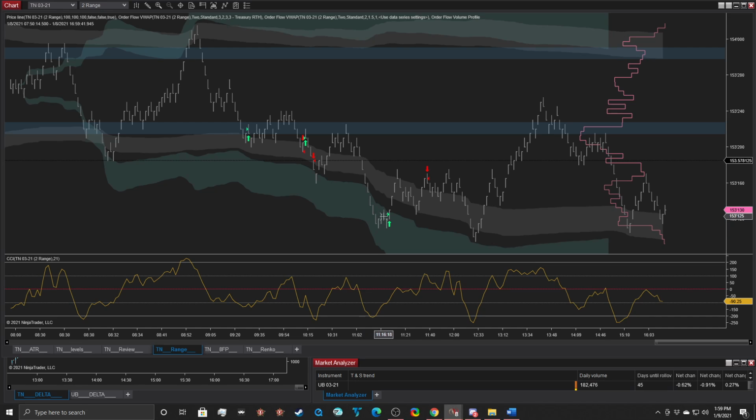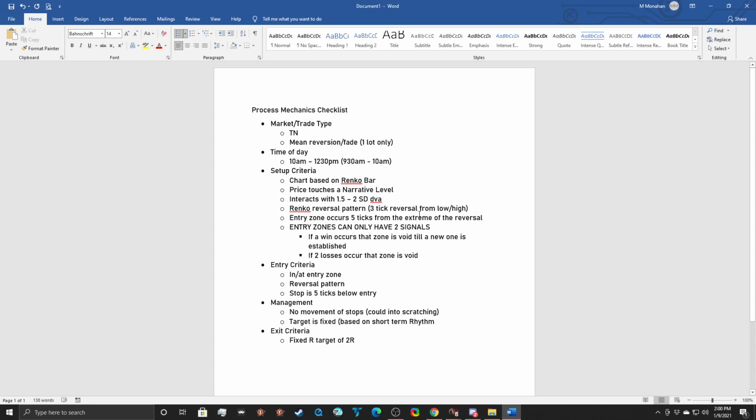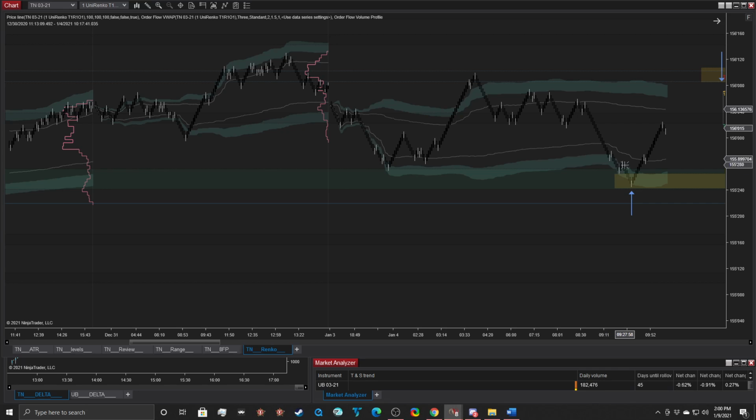It would come down and reverse 3 ticks, and that would give you a fresh bar, and then you could look for that pattern from there. So also another option. But you want that 3-tick reversal. And then the entry zone occurs 5 ticks from the extreme of that reversal.